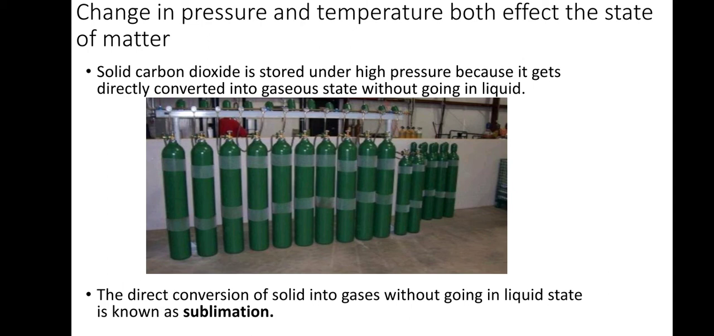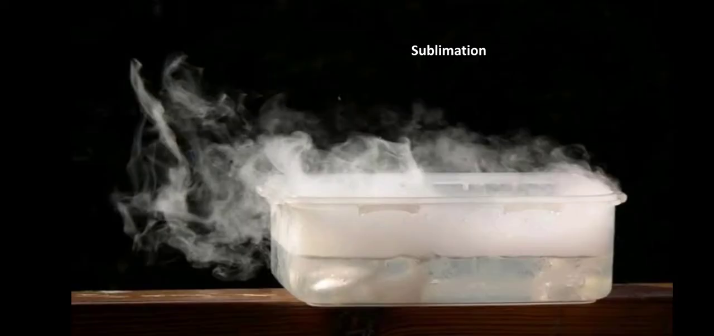Change in pressure and temperature both affect the state of matter. Solid carbon dioxide is stored under high pressure because it gets directly converted into gaseous state without going in liquid. And the direct conversion of solid into gases without going in liquid state is known as sublimation.